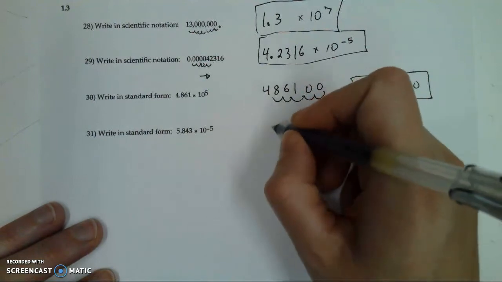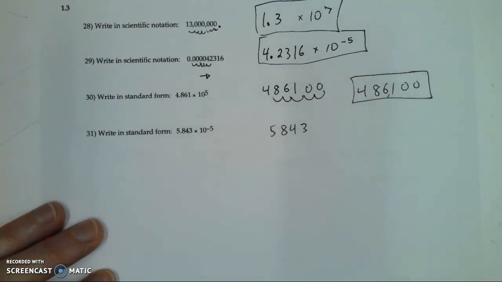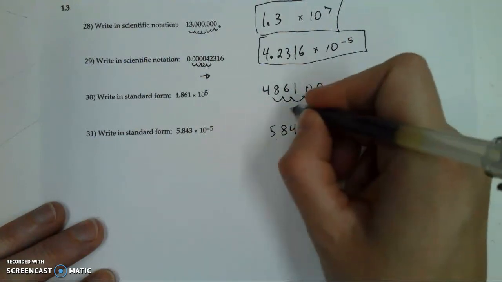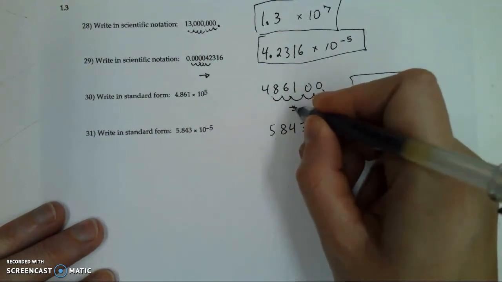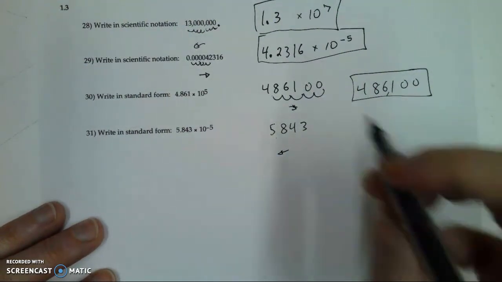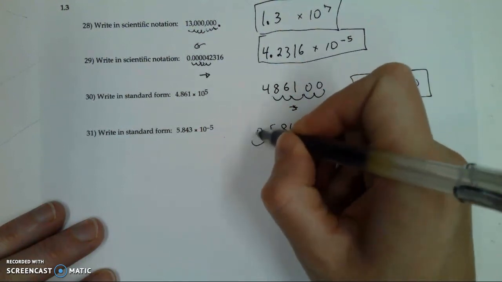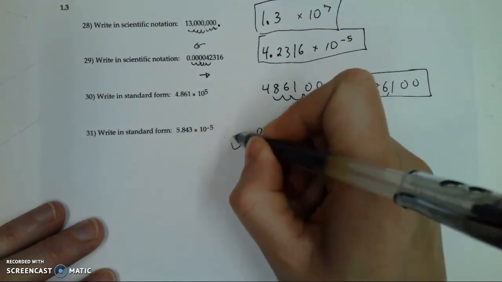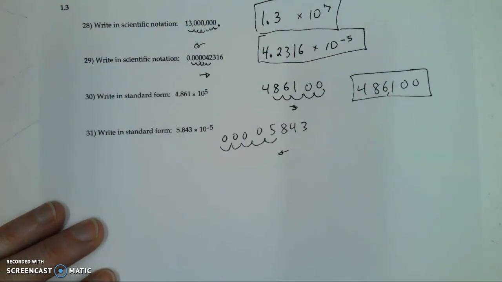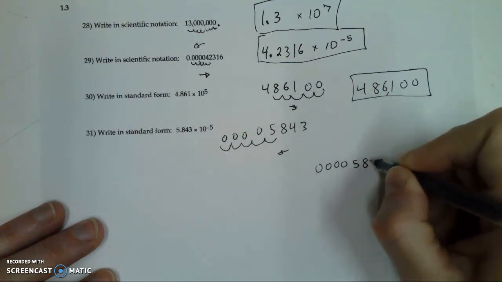All right, my next number, I've got 5.843, and I've got a negative 5. So I'm going to start here, and I'm going to go to the left this time. I'm going to expect to get a small number. So 1, 2, 3, 4, 5. So I've got 1, 2, 3, 4 zeros, and then the number.